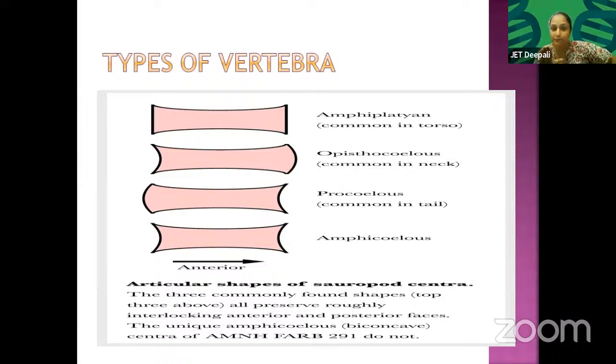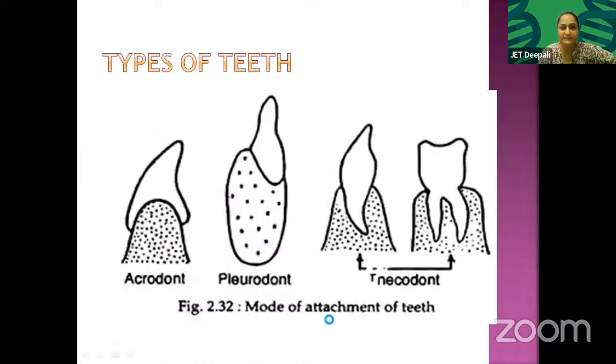This is important because we'll be using these words, amphicoelous kind of vertebra, opisthocoelous kind of vertebra. You should know about the types of vertebra. This is amphiplatyan. It means it is flat from both the ends. No concave and no convex bulge is there. So this is the types of vertebra.